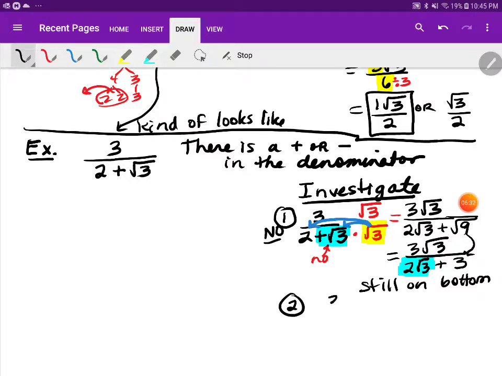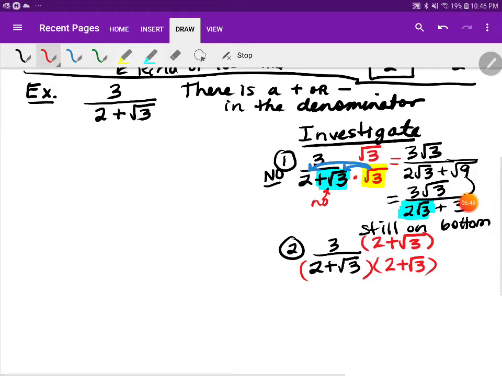How about if we just multiplied the exact same thing on the bottom? Like the same. So maybe we could multiply by 2 plus radical 3 on the top and the bottom. Now the bottom is our biggest concern. So let's work out the bottom first. The top's pretty friendly to do. But let's focus on the bottom.